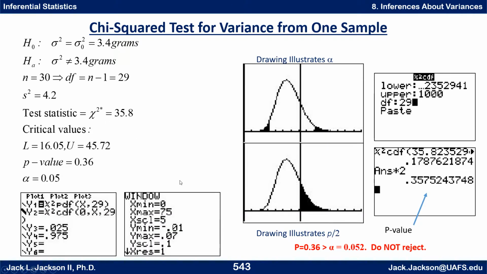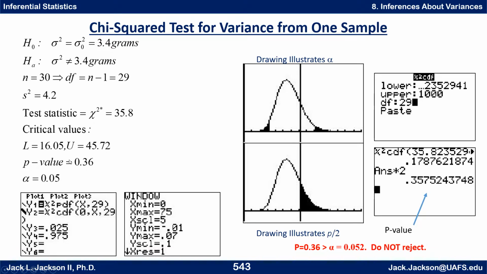Here we see some illustrations of this. I have graphed the chi-square PDF, and I have shaded here the alpha region. Half of alpha is on here and half is here. That's your lower critical value of 16.05. This boundary right here on the critical region is your upper value of 45.72. The test statistic chi-square that we got was about 35.8. It's right here where this vertical line is. Clearly that's in the do not reject region.